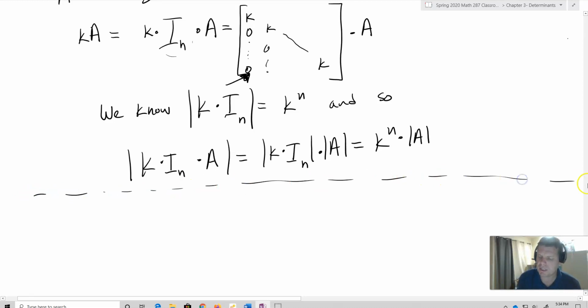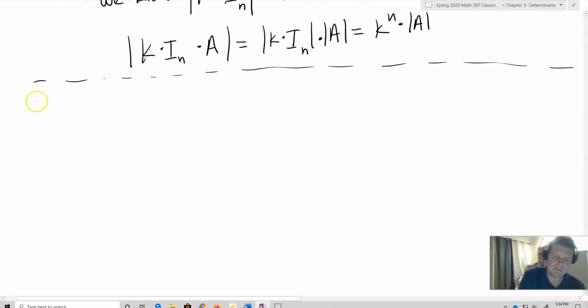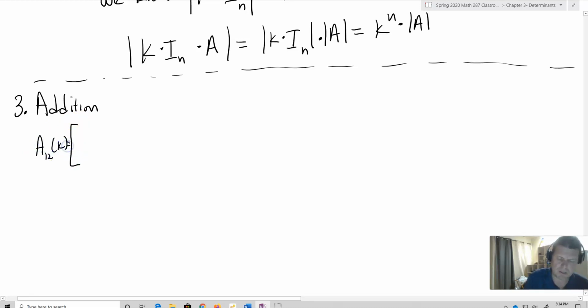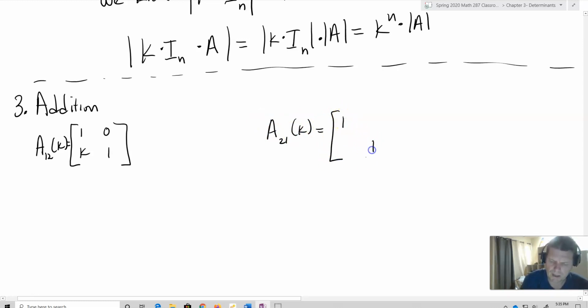All right, so we got one more operation, and that one more operation is addition, okay? Addition, row operations. So this is my third one, addition. And so let's take a look. Each addition matrix, let's look at a 2x2. So let's take A12, and we're going to multiply by K, or excuse me, A12K. And so that's going to end up being 1 K 0 1. And then let's also look at A21K, in the case of a 2x2, yes? And so this is going to end up being 1 0 K 1.